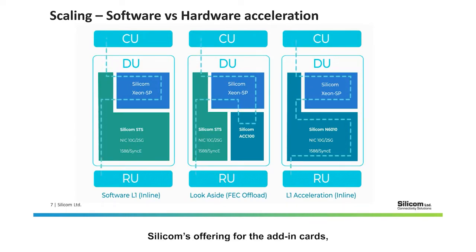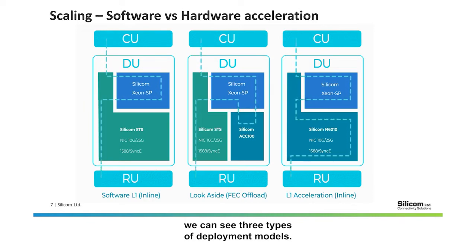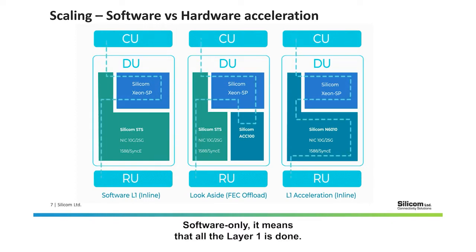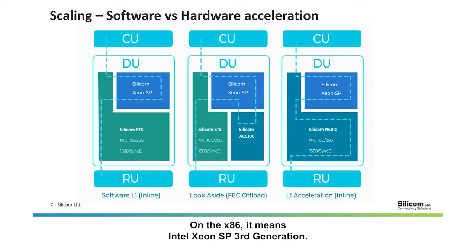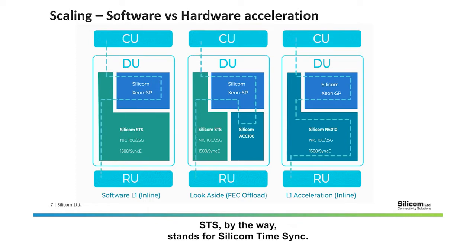Silicom offering for the add-in cards, we can see three types of deployment models. On the left-hand side, we can see the software only. Software only, it means that all the layer 1 is done on the x86. It means Intel Xeon SP 3rd generation. Fronthaul connectivity is done using Silicom STS card. STS, by the way, stands for Silicom TimeSync.